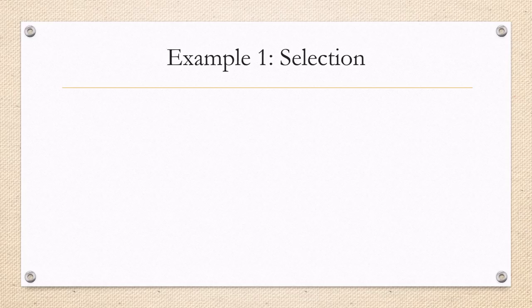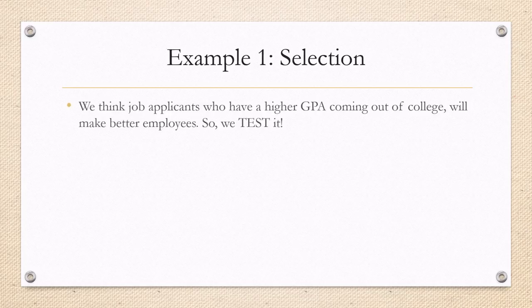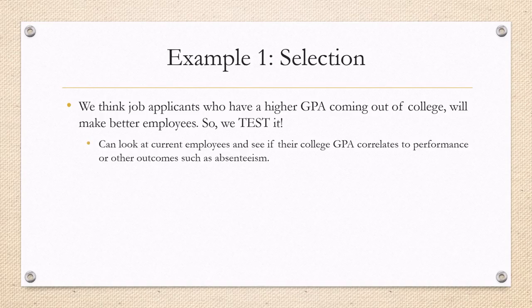So let's take a couple examples. Say we're selecting employees. We think job applicants who have a higher GPA coming out of college will make better employees. So the IO psychologist goes about testing this. How do we know that higher GPA will lead to better performance? We can look at current employees and see if their college GPA correlates to performance currently, or we can look at other outcomes of current work situations such as absenteeism and tardiness.